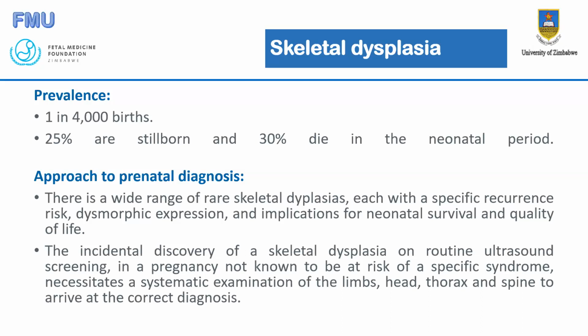The incidental discovery of a skeletal dysplasia on routine ultrasound screening in a pregnancy not known to be at risk of a specific syndrome necessitates systematic examination of the limbs, head, thorax, and spine to arrive at the correct diagnosis. You will see that most skeletal defects affect the above mentioned structures. Hence, it is important to know what we may call the syndromic pattern, to say if the pattern is like this, which skeletal dysplasia is more likely.